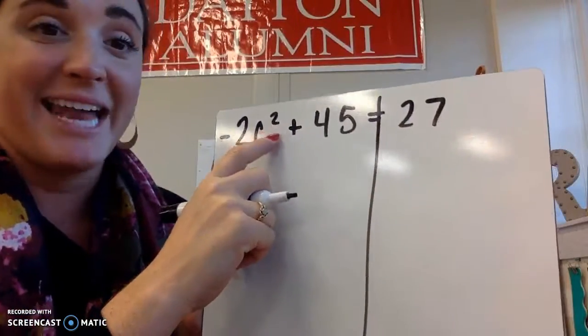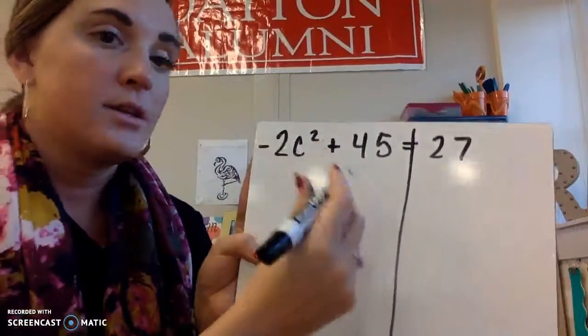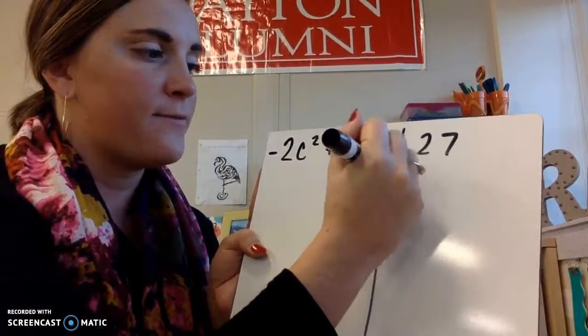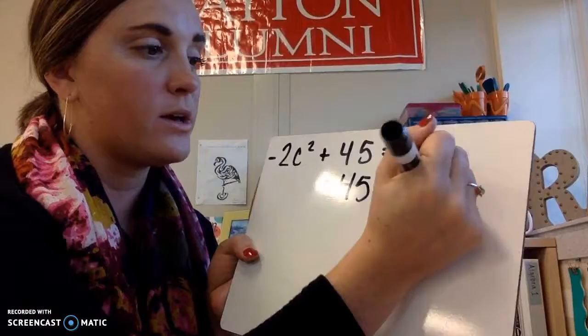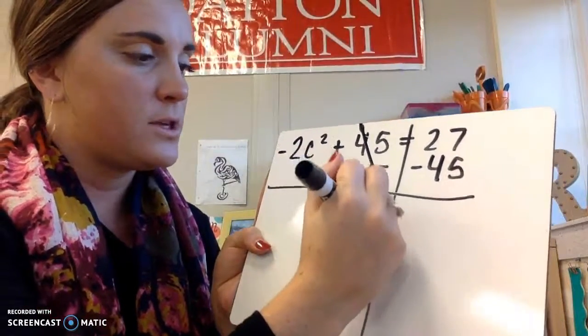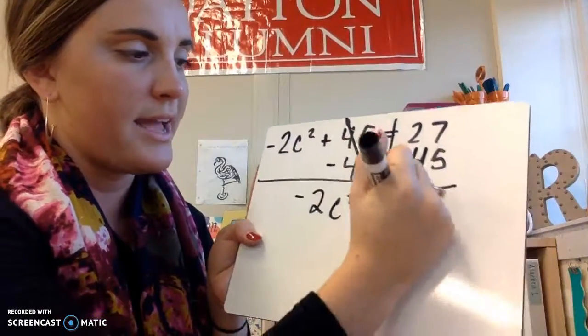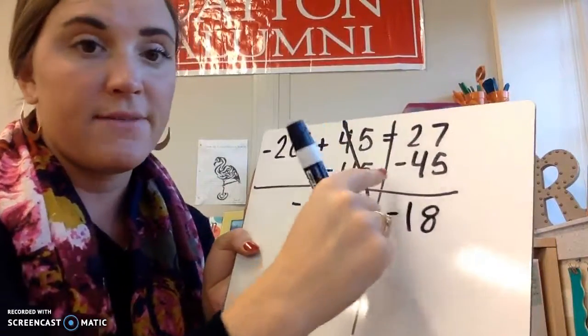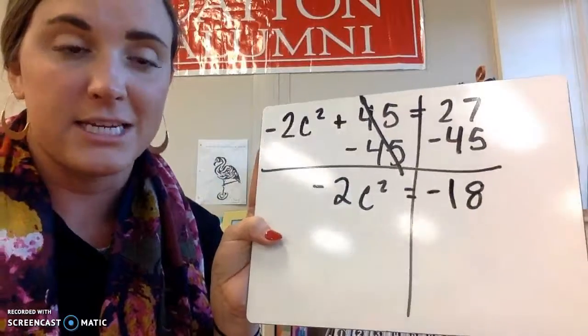The only issue is you just added that you've got a little birdie sitting on your shoulder. All right, so minus 45, that's going to be like your third wheel. Cancels out to give you 0. Negative 2 times c squared equals negative 18. 27 minus 45, negative 18.